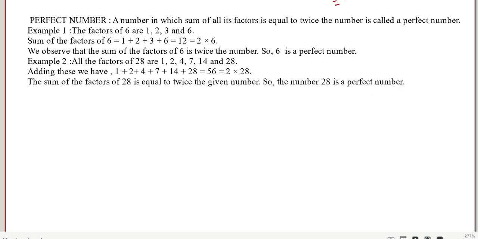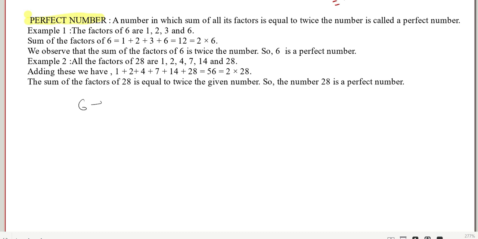Let us say the last concept in this video, that is of a perfect number. What is meant by a perfect number? That is the definition of a perfect number: a number in which the sum of all of its factors is equal to twice the number is called a perfect number. Let us take an example. Let us take 6.